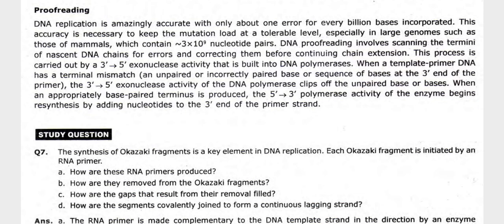When a template primer DNA has a terminal mismatch, an unpaired or incorrectly paired base or sequence of bases at the 3' end of the primer, the 3' to 5' exonuclease activity of the DNA polymerase clips off the unpaired base or bases until an appropriately base paired terminus is produced. The 5' to 3' polymerase activity of the enzyme then begins resynthesis by adding nucleotides to the 3' end of the primer strand.